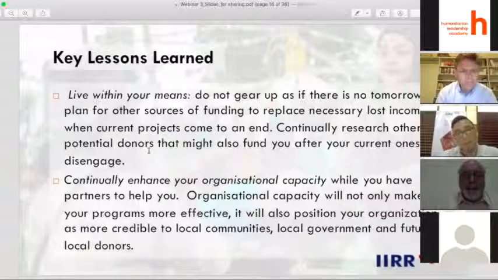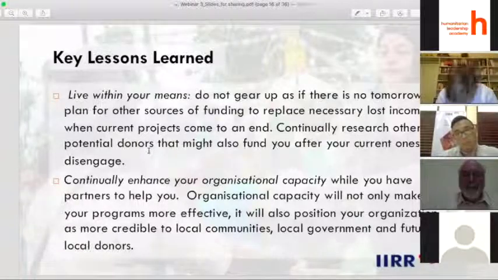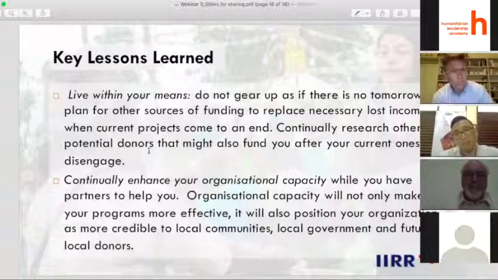Organizational capacity is something that every organization from day one needs to continually invest in. The stronger your organization becomes, the stronger your programs become, the stronger your staff become, and the better positioned you are to successfully generate more funds.